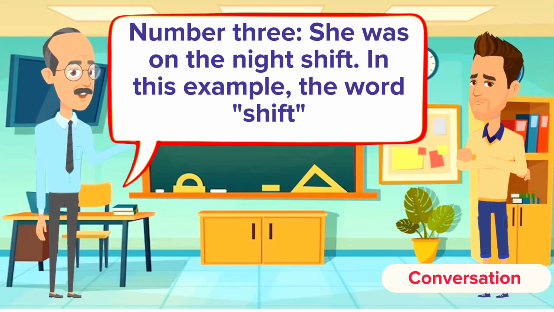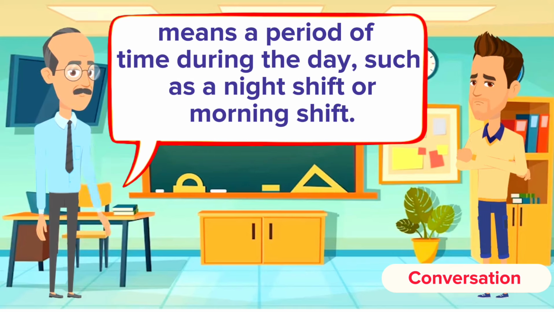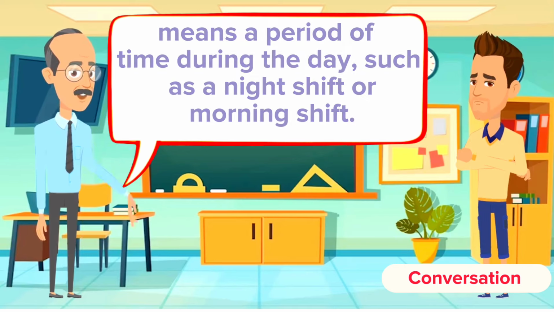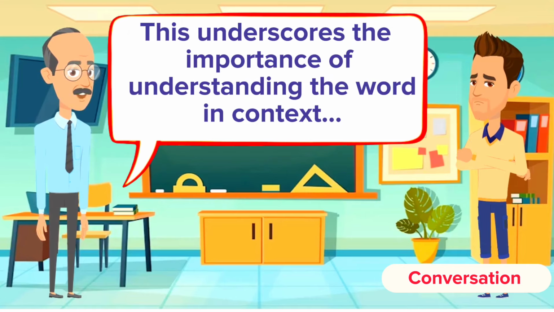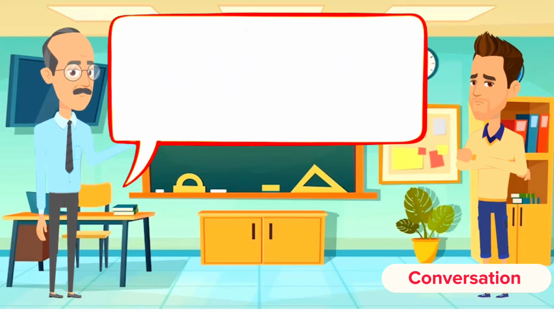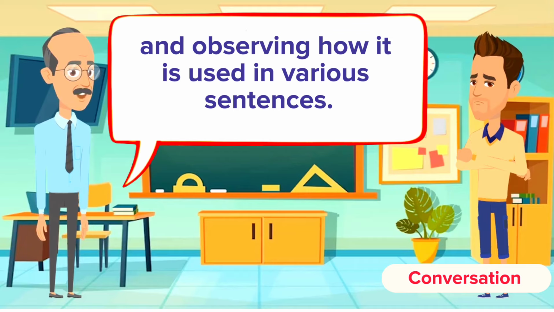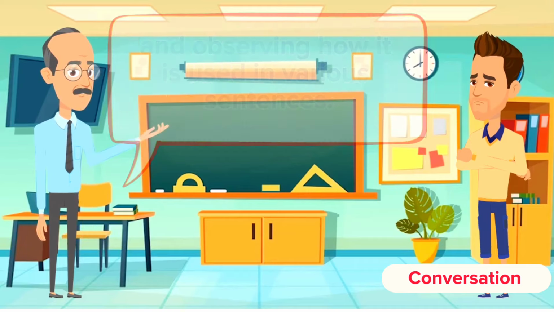Number 3, she was on the night shift. In this example, the word shift means a period of time during the day, such as a night shift or morning shift. As you can see, in 3 different sentences, the same word has 3 different meanings. This underscores the importance of understanding the word in context, and observing how it is used in various sentences.